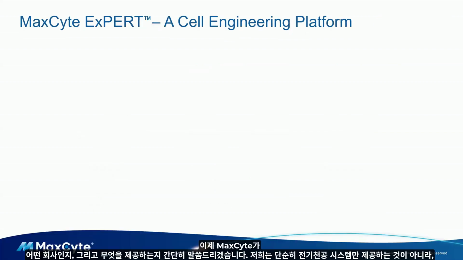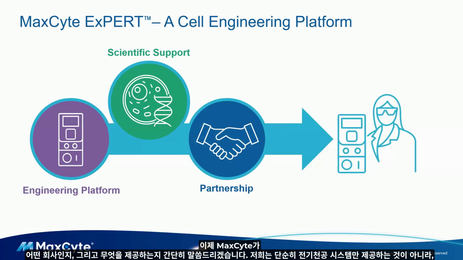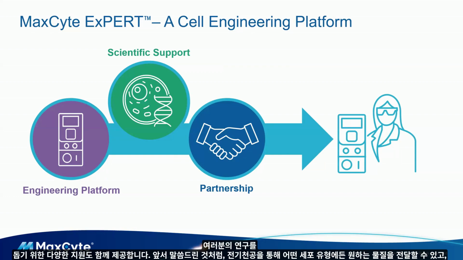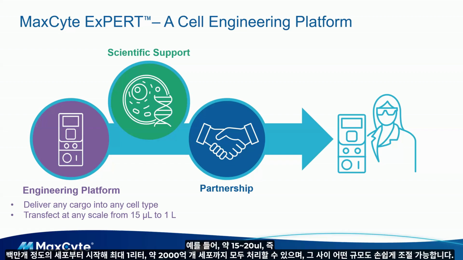So we'll go a little bit upwards and talk about what is MaxCyte, and what do we offer. We like to say that we not only offer the electroporation system, but also a lot of support and help for your research studies. As I mentioned before, with electroporation, we can deliver any cargo into any cell type, and we can transfect at different scales. So smaller cell numbers, larger cell numbers, we can do anything from around 15 to 20 microliters, which is about 1 million cells, all the way up to 1 liter, which is 10 billion cells. And anything in between we can do very easily. So the scaling up, scaling down is no problem with us.